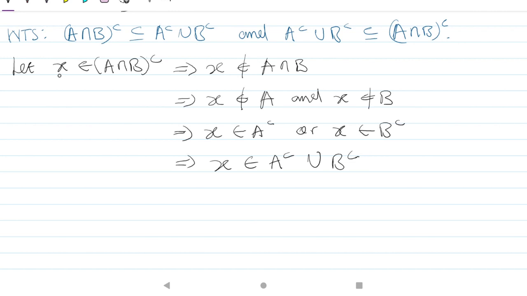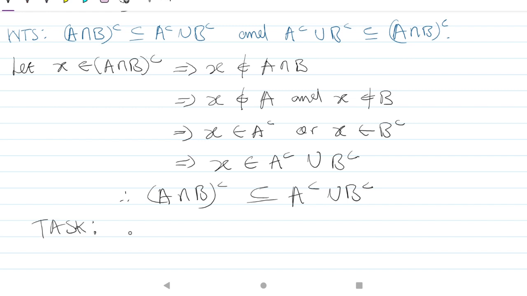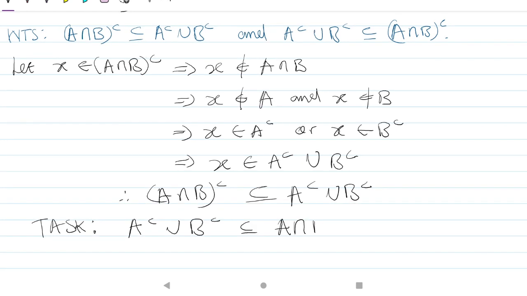So we picked an element x in the complement of intersection. We found that this element is in the union of complements. So therefore, (A intersection B) complement is a subset of A complement union B complement. I leave a task for you to show that A complement union B complement is a subset of (A intersection B) complement.